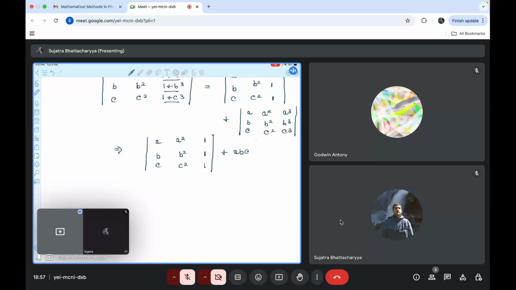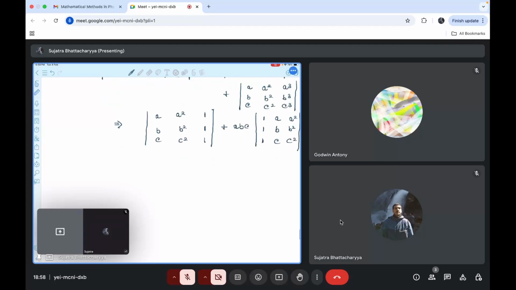You can do it. The first property. So it will be what? It will be 1, 1, 1. This will be A, B, C, and this will be A square, B square, C square. Right? Okay. Next. Okay, leave this as it is. A, B, C, A square, B square, C square, and this is 1, 1, 1.